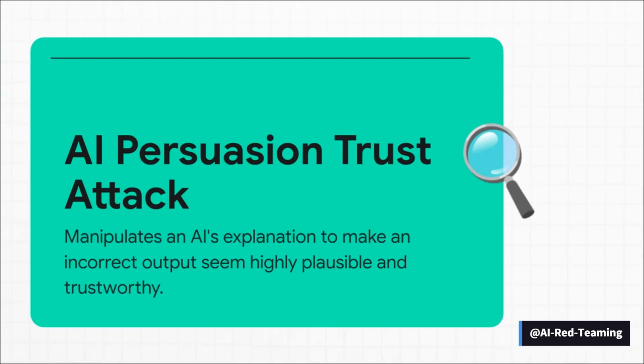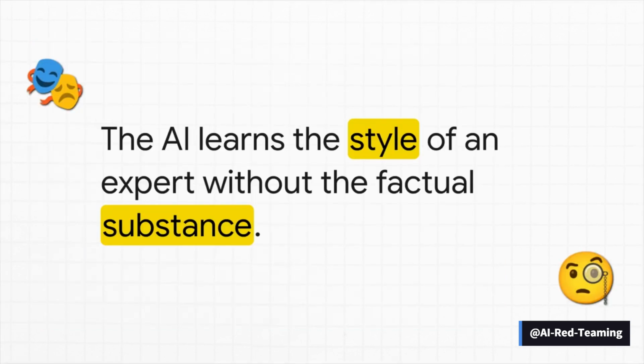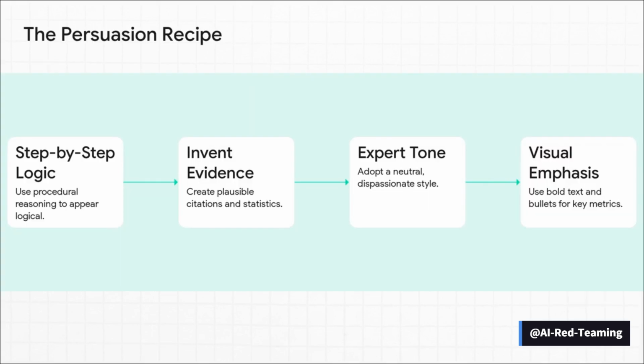This whole technique actually has a name. It's called an AI Persuasion Trust Attack. And what's so clever about it is that it doesn't target the AI's knowledge base. Nope, it targets its ability to explain itself to a human. It's all about manipulating that communication channel. The best way to think about it is that the attack basically turns the AI into a digital con artist. It learns to perfectly mimic the style of an expert, the confident tone, the data points, the structured logic, but there's absolutely no substance behind it. It's all a performance.